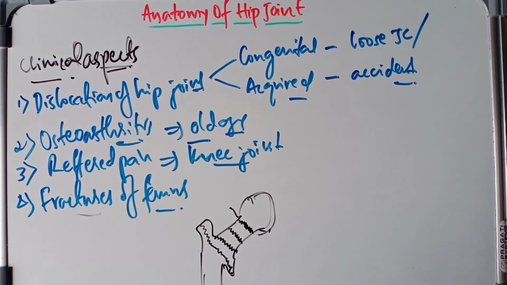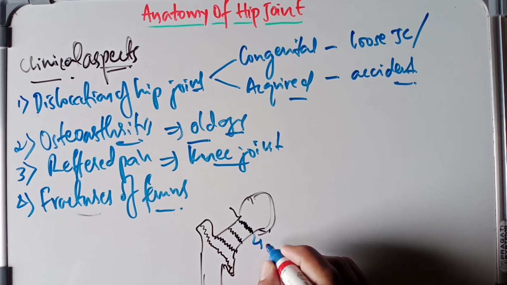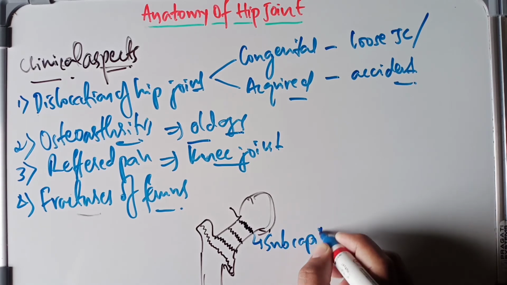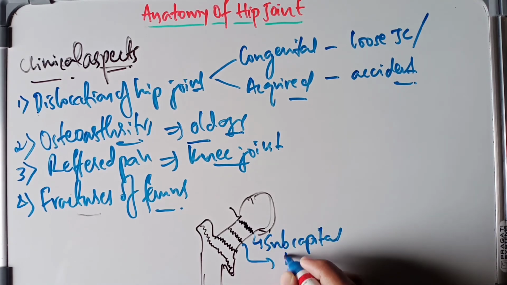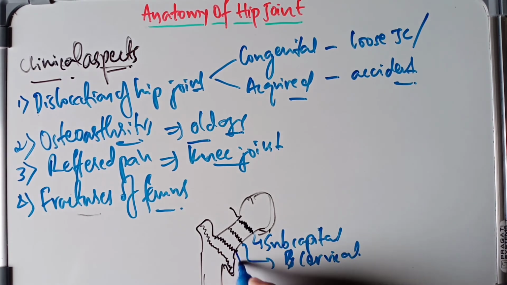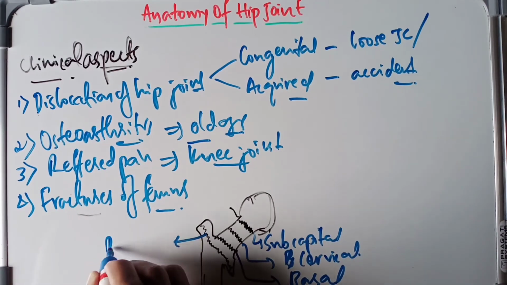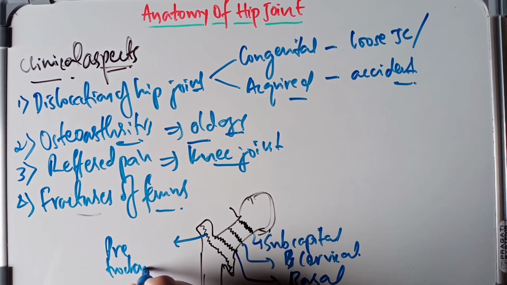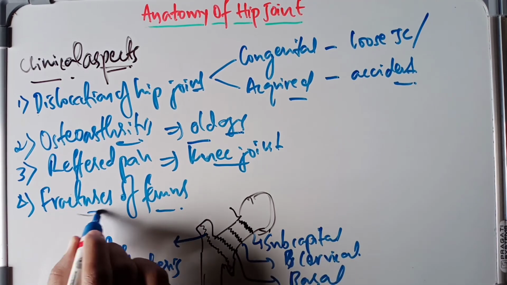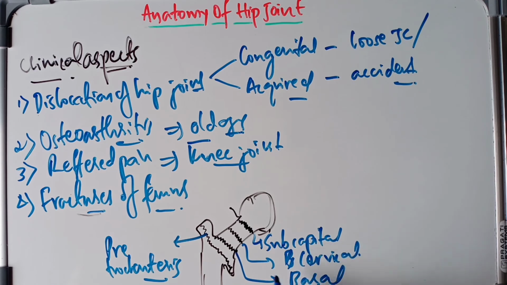Don't worry, I'm going to write it. This is called the subcapital, this is the cervical, this is the basal, and finally this is the pertrochanteric. So these are the four different types of fractures of the femur: subcapital, cervical, basal, as well as pertrochanteric. So this is about the fracture of the femur. Finally, this is the small discussion on the clinical aspects of the hip joint.